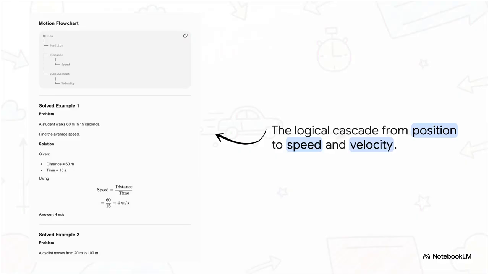And mapping this all out conceptually makes everything click into place. We start right at the top with a basic position inside our reference frame. Depending on exactly how that position changes, we calculate either the scalar path, distance, or the vector path, displacement. Then, when we factor in how long that change took, our distance transforms into speed and our displacement transforms into velocity. It's just a perfect logical cascade from top to bottom.